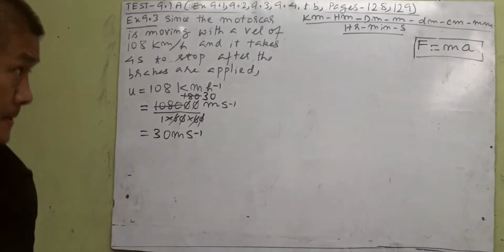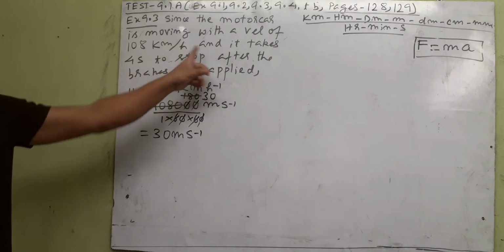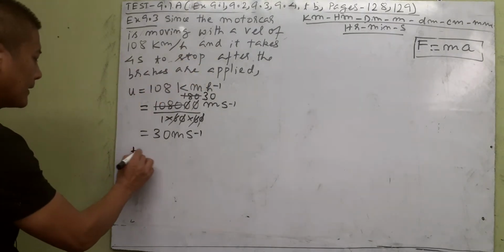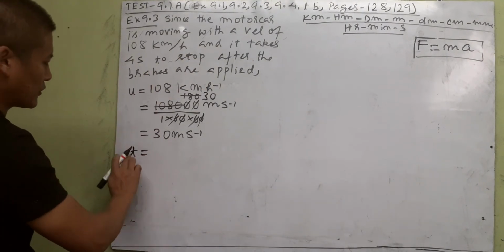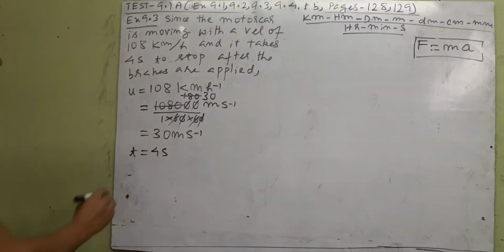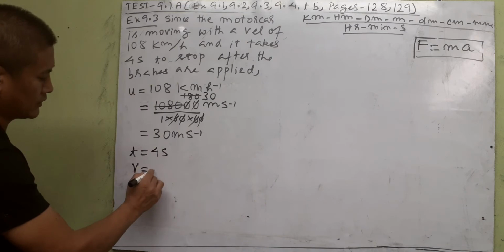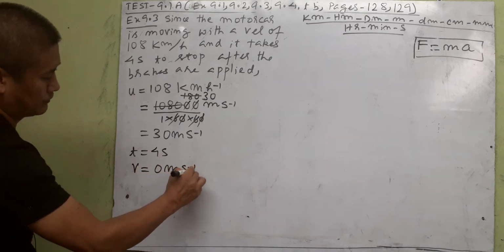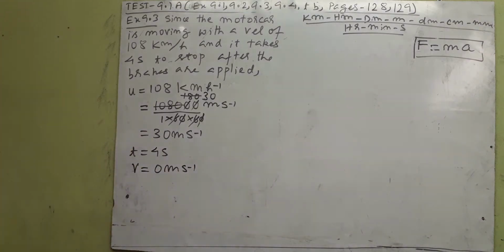We have to use SI units. Then it takes 4 seconds, which tells us the time, so we write t equal to 4 seconds. To stop means finally stop, so the final velocity is 0 meter per second.